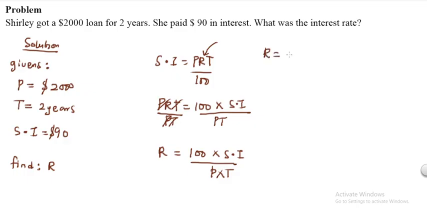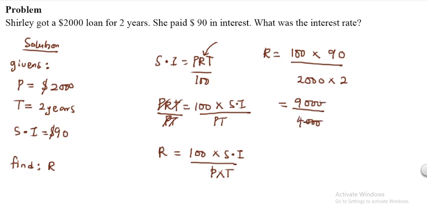Now we are ready to plug in everything we have into this equation, so that my rate is equal to 100 times simple interest, which is $90, divided by the principal, which is $2,000, times time, which is 2. From here, I have this as equal to 100 times 90 is 9,000 divided by 2,000 times 2 is 4,000. From here, these 3 zeros cancel out these 3 zeros, so I have 9 over 4. And then R is equal to 9 divided by 4, which is 2.25.